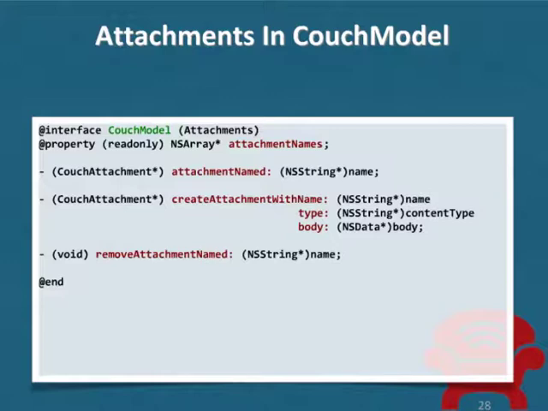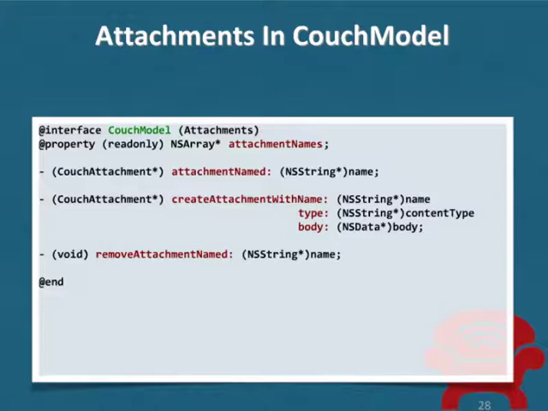If you want to add an attachment or overwrite an existing attachment in a model, then you can just call createAttachmentWithName, passing in a name, content type, and just raw data for the body. So despite being called create, it could be like create or overwrite, because if you already have an attachment, it will just replace it. And finally, there's removeAttachmentNamed if you just want to delete the attachment completely.